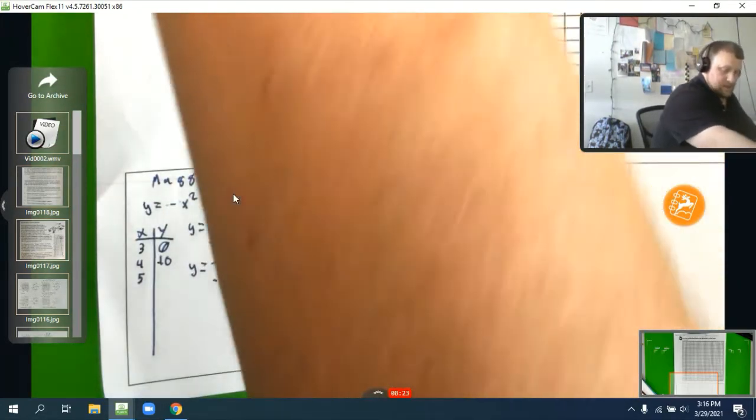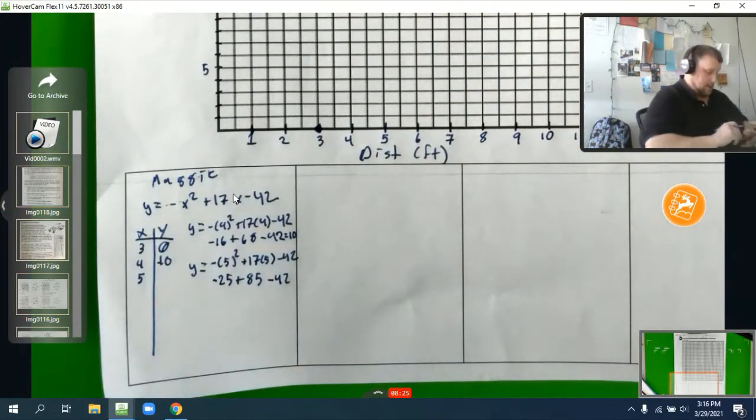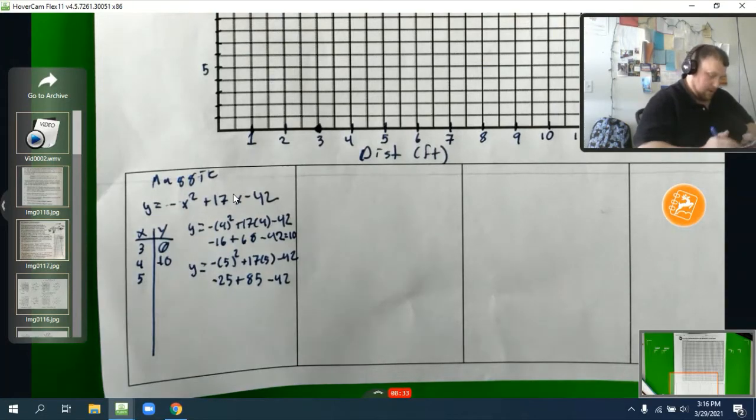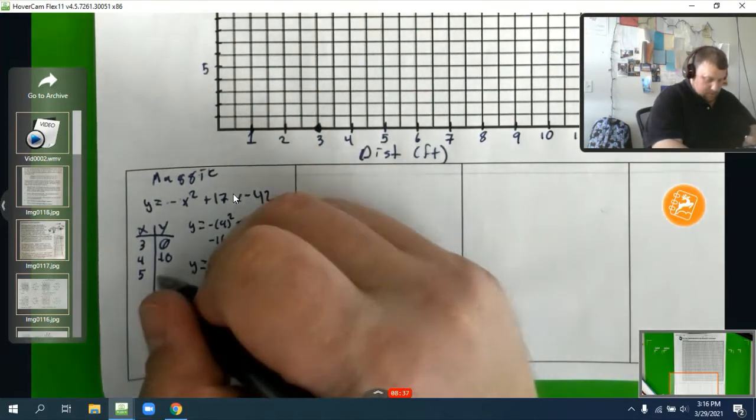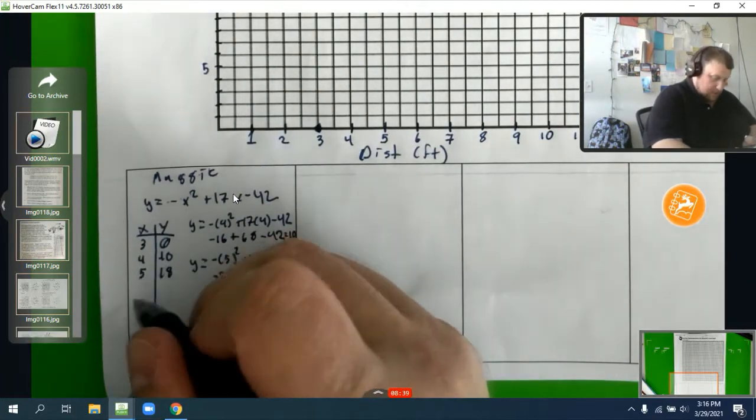And you're welcome to use a calculator. I got to be honest, although I can do some of this in my head, I don't really feel like it at this moment. So I'm going to have 85 minus 25 minus 42. And what does that give me? 18. So that's 18. Boom. 18. Okay, that looks about right.